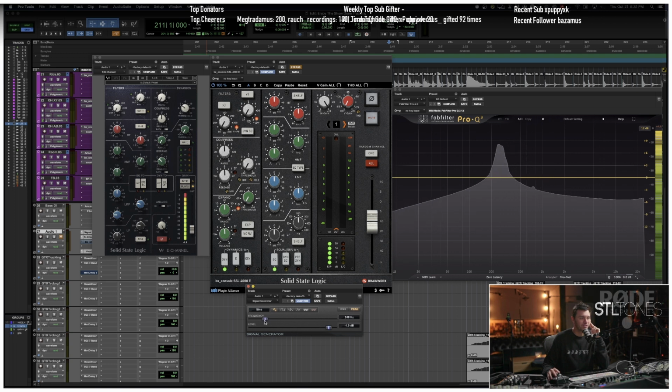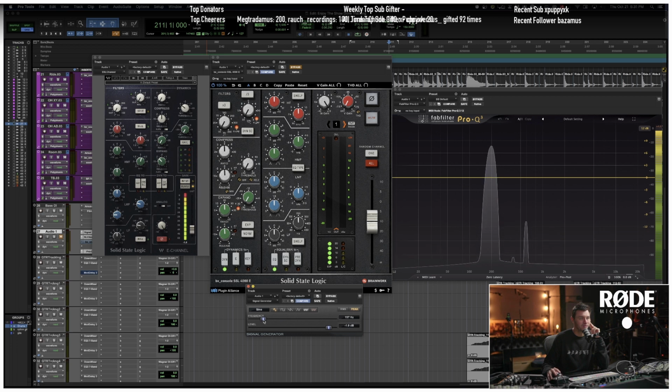Figure if we're down at like 200, which is where our snare fundamental is, right? Yeah, that's where the meat of it is. Or let's just say 150. Let's go to 200.